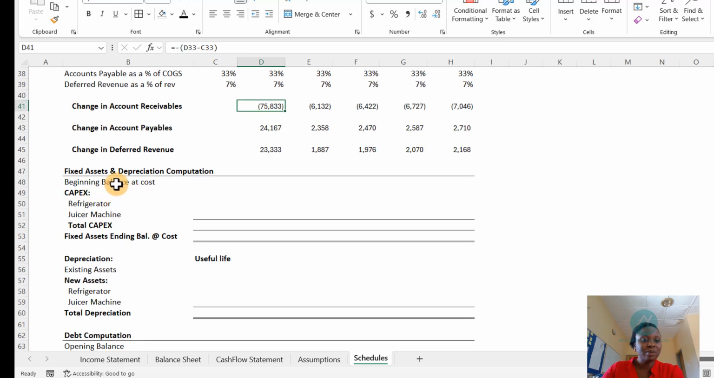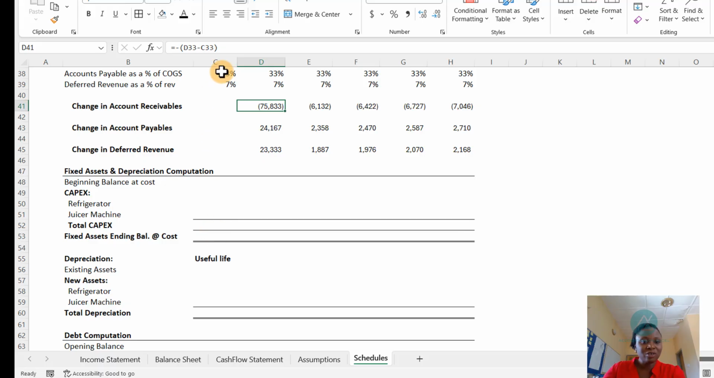So for this beginning balance at cost, what is our beginning balance at cost for fixed assets? Let's look at the fixed assets. So we have our beginning balance, then we have refrigerator, that's the capex, then total capex, then fixed assets at ending balance at cost. So we are going to pick the beginning balance at cost.